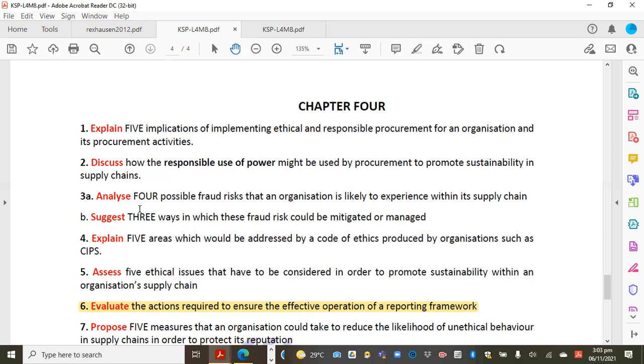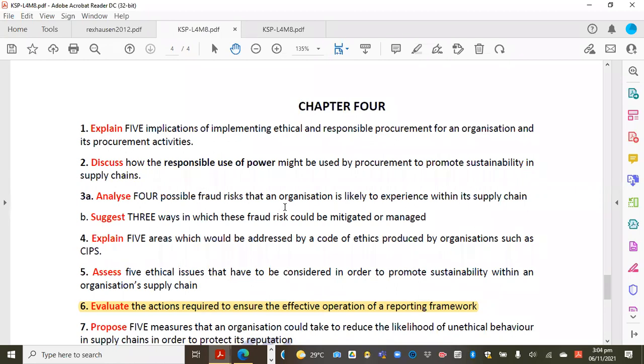Question 3A. Analyze 4 possible risks that an organization is likely to experience within its supply chain. So just 3 ways in which these fraud risks could be mitigated or managed. The first thing is that we need to, and here, please, your introduction will always be important. Question 1, 5 implications of implementing ethical and responsible procurement. Your introduction should be about ethical and responsible procurement, what it is.